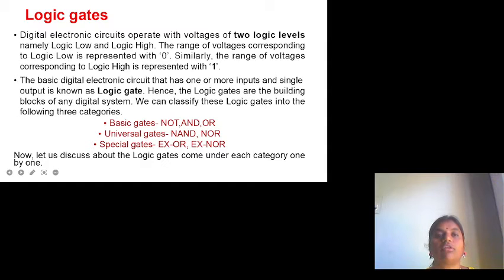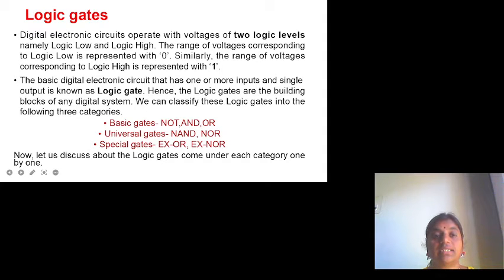Digital electronic circuits operate with voltages of two logic levels, namely a low logic level and a high logic level. The range of voltages corresponding to low level logic is represented by 0, and the range of voltages that represents high level logic is represented by binary 1. So it takes only two values, either low level logic 0 or high level logic voltage represented as 1.